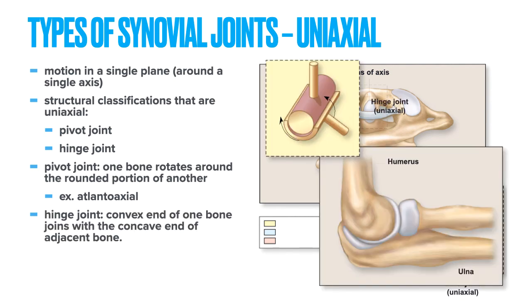In a hinge joint, the convex end of one bone articulates with the concave end of the adjoining bone. So this type of joint allows for bending and straightening motions along a single axis. So a good example is the elbow, okay, where you have articulation between the trochlea of the humerus and the trochlear notch of the ulna.